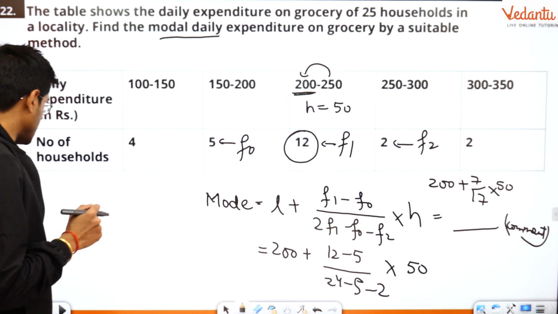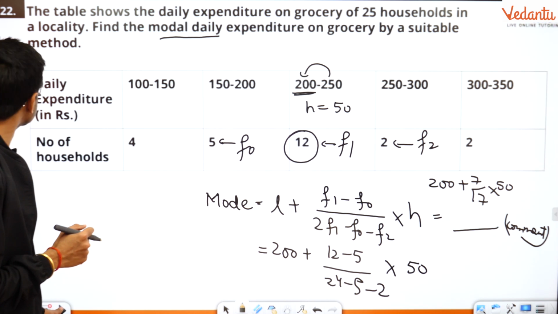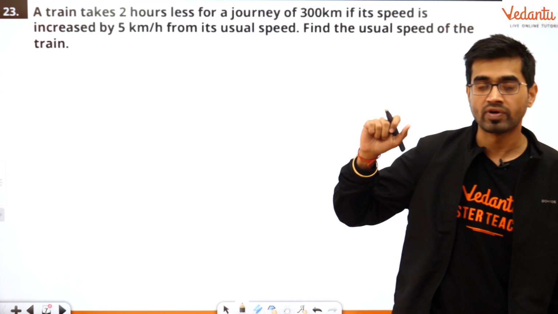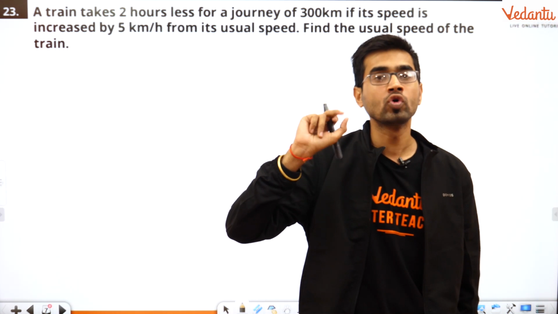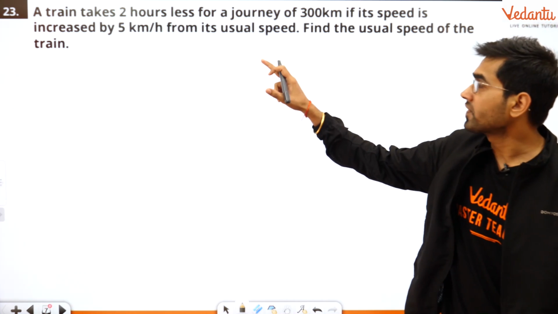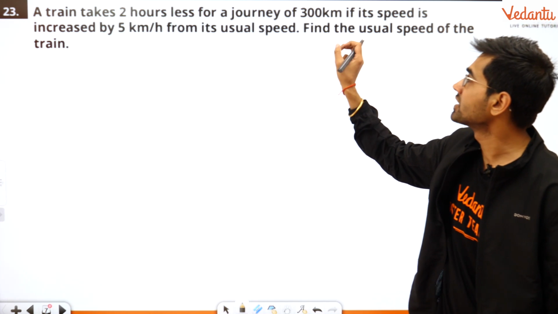Okay. Let's move to the next question, 23. This is a question of 4 marks. 21 and 22 were of 2 marks. In one question we have a choice now. A train takes 2 hours less for a journey of 300 km.